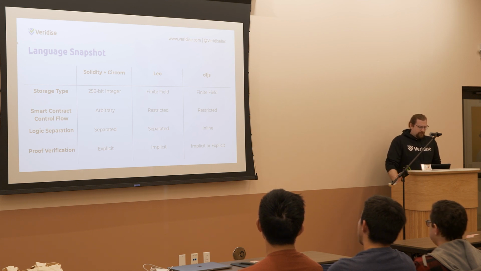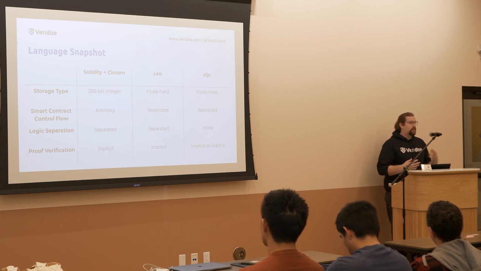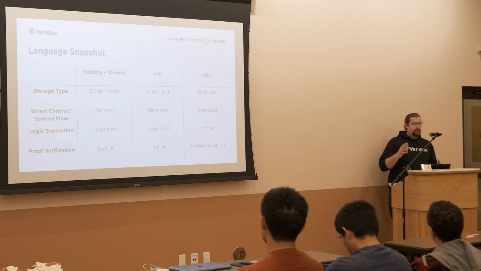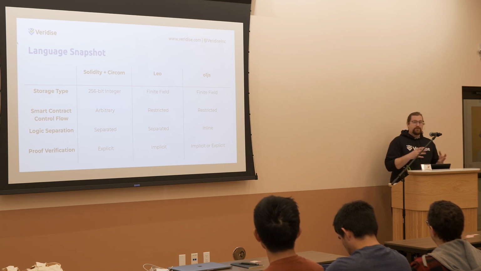And so the next part is where they start to differ. In Leo, the smart contract logic and the zk logic are still separated. We'll look at an example in a second. Whereas in O1.js, they're inline. So you express logic once, and then that will be verified on chain.